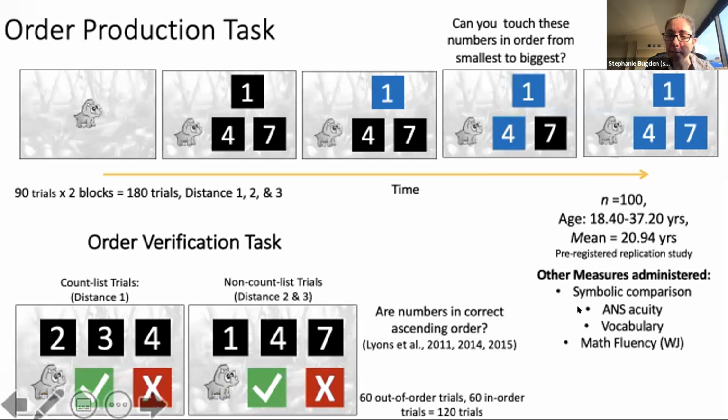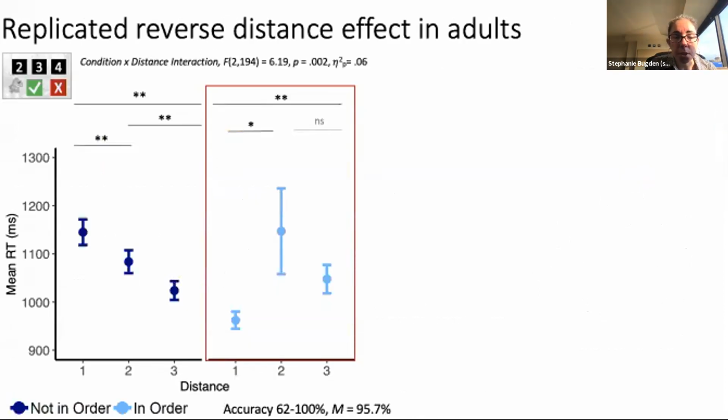So first, I tested whether our touchscreen version of the order verification task replicated previous findings and elicited a reverse distance effect. And we did. We see in the red box there that mean reaction times increase as the distance increases, and it's specifically driven by the difference between distance 1 and 2 and 1 and 3. I just wanted to note that there is a substantially large standard error here. I did have a couple of participants who were outliers with a quite large median reaction time, but this effect remains the same when you take those two participants out.